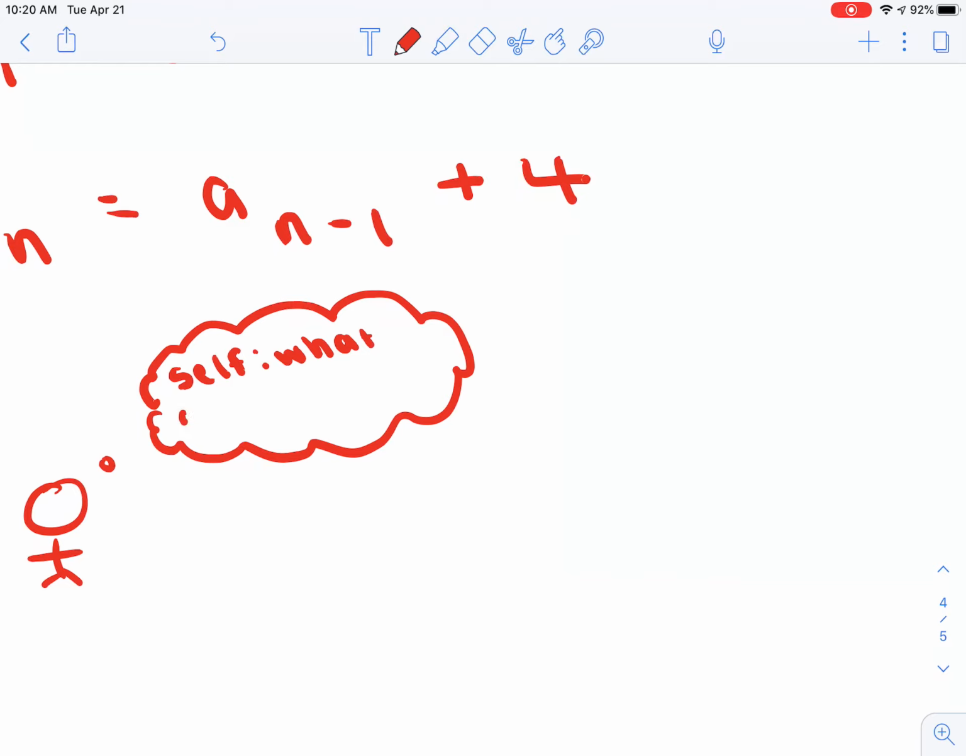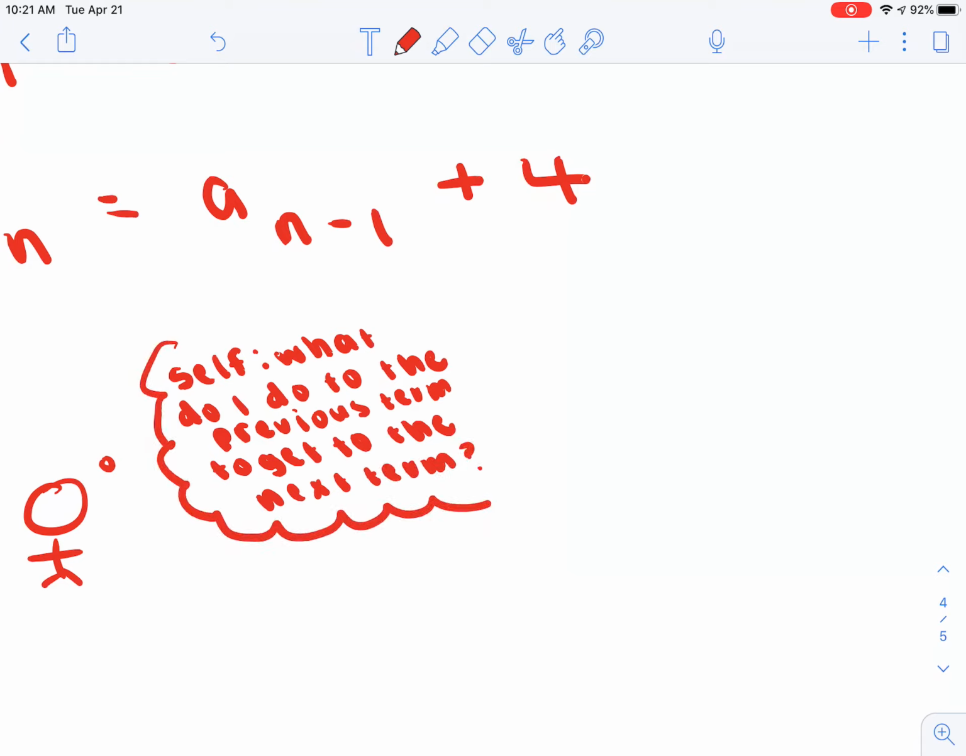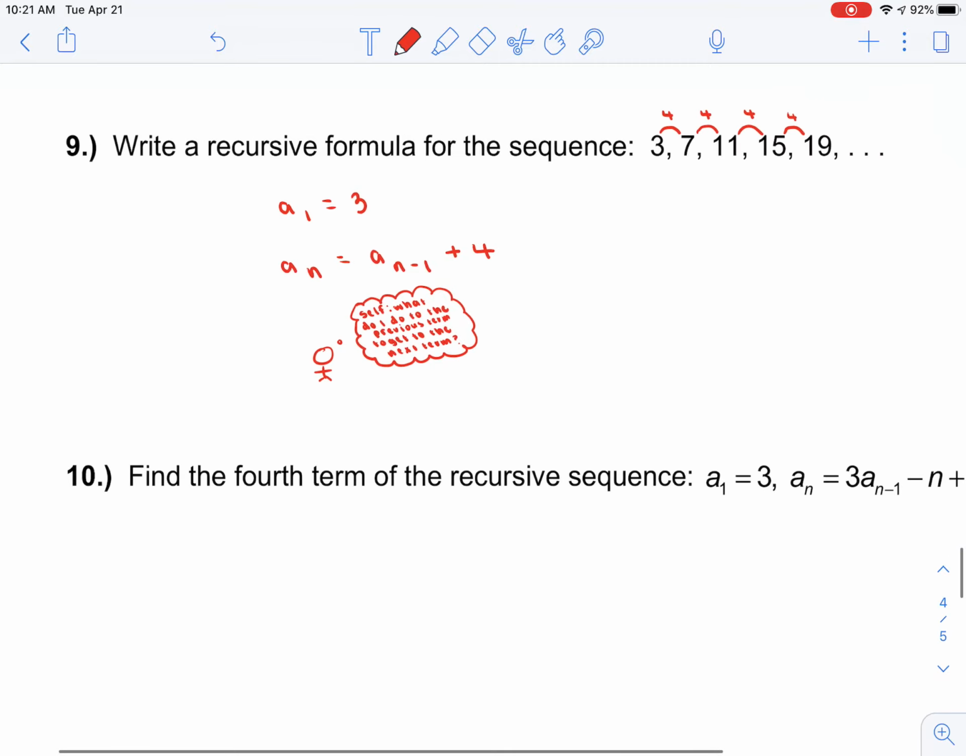What do I do to the previous term? Let's make that bubble a little bit bigger. What do I do to the previous term to get to the next term? And whatever you do to the previous term to get to the next term is that operation you want to include with the a sub n minus 1.